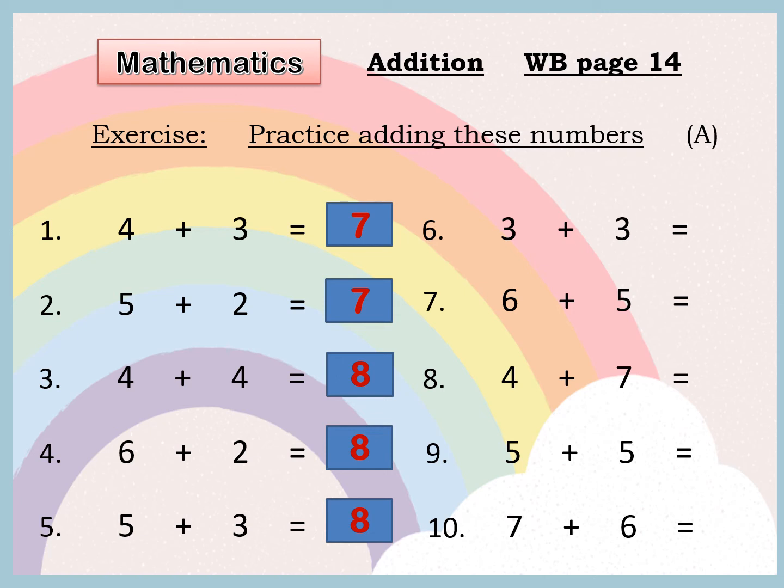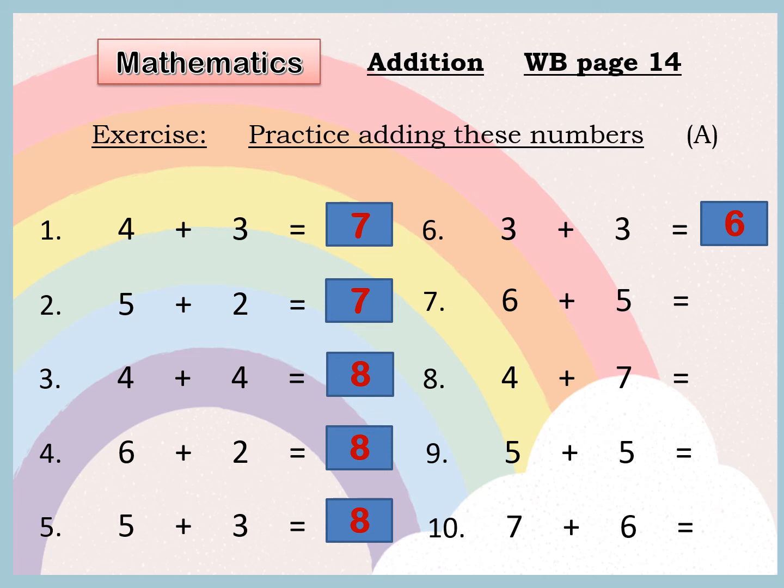Now, 3 plus 3. 3 on one side of your hand and 3 on the other side. 3 and 3, let's count together. 1, 2, 3, 4, 5, 6. The answer is 6. Good job. Number 7. 6 plus 5. In number 6 and 5, which number is bigger? Very good. 6 is bigger.